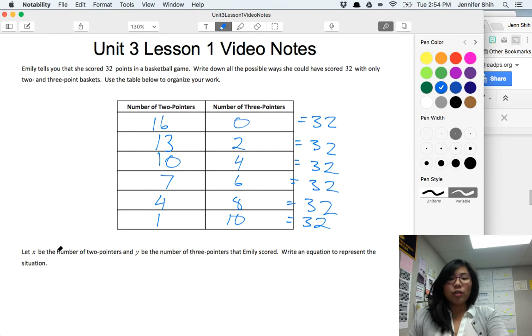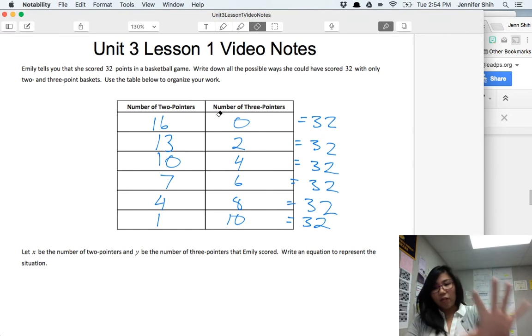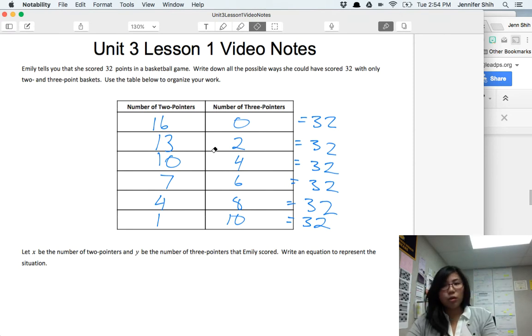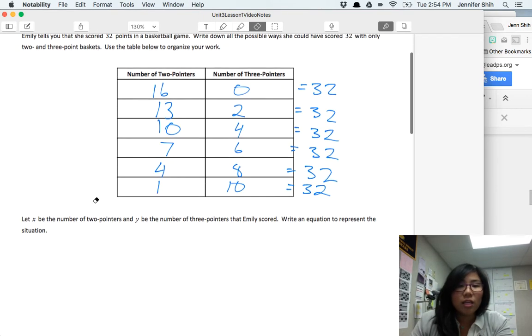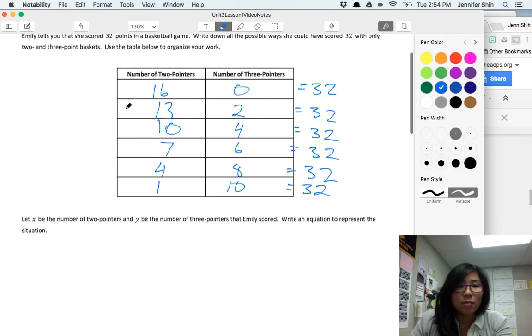The first thing we have to do is make an equation. So watch how I read this. In your notes, you should have this in your launch. Do me a favor and just tape it into your notebook somewhere. I will have tape if you didn't have it. We need to let x be the number of two-pointers and y be the number of three-pointers. We need to write an equation. All of the two-pointers plus all of the three-pointers are going to equal 32.